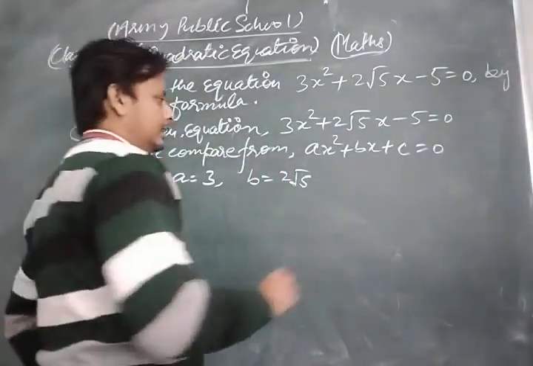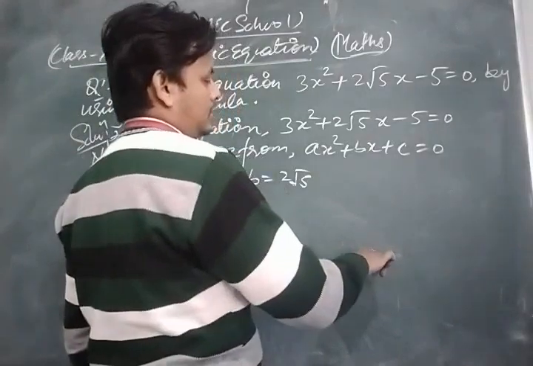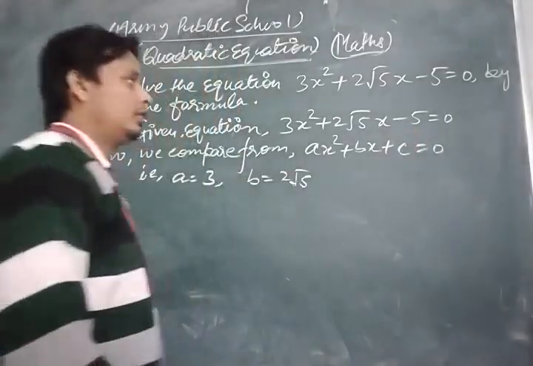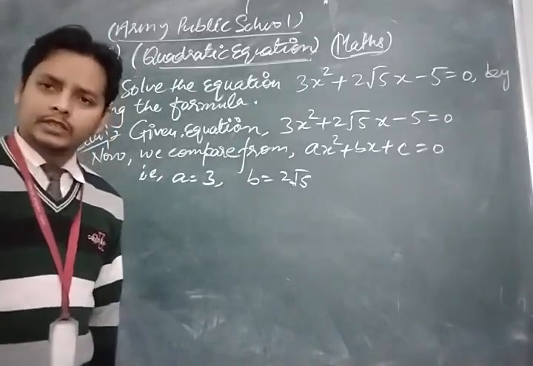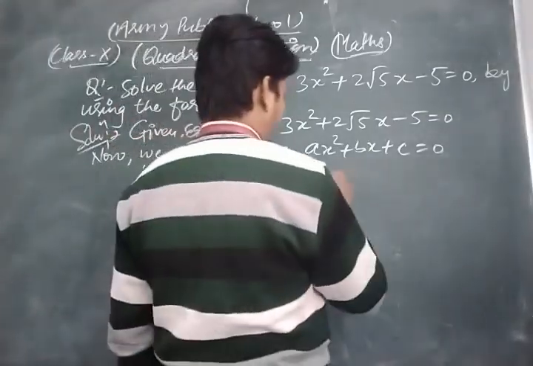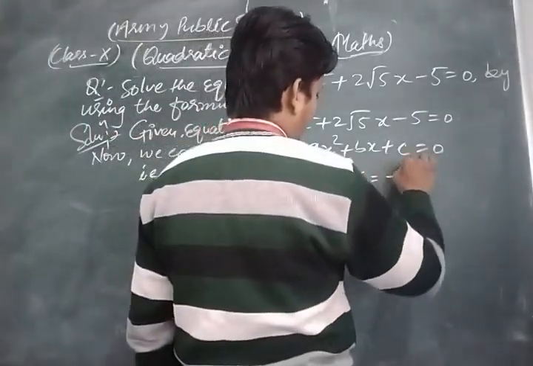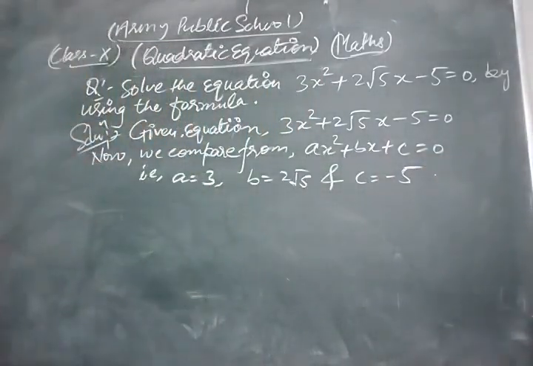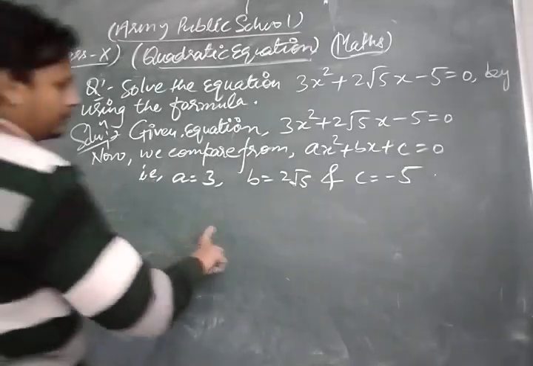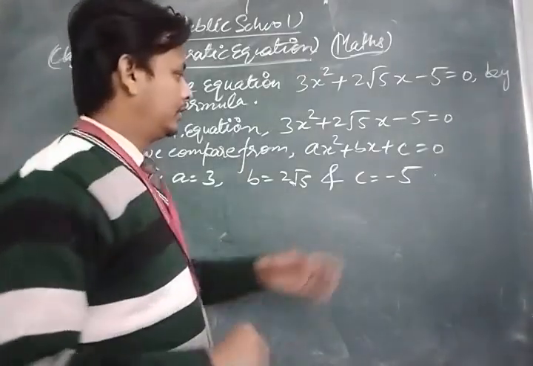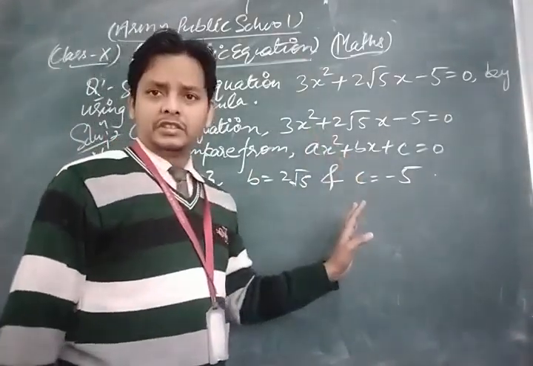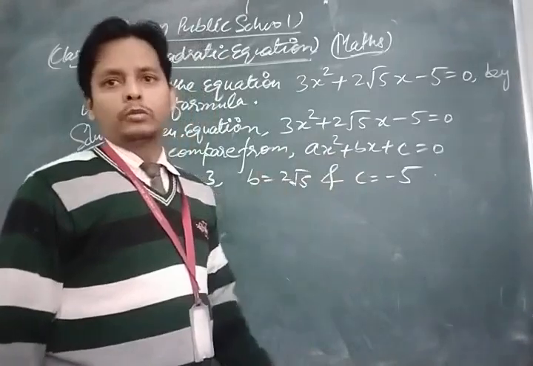Now c is your constant term. So in the given equation, the constant term is what? Minus 5. This is minus 5. Okay? So in this way, we find the values of a, b and c.